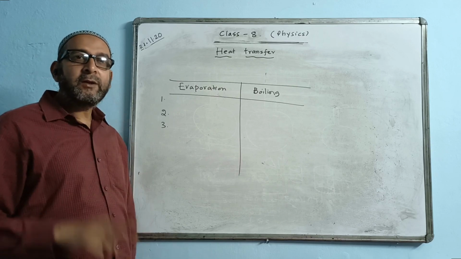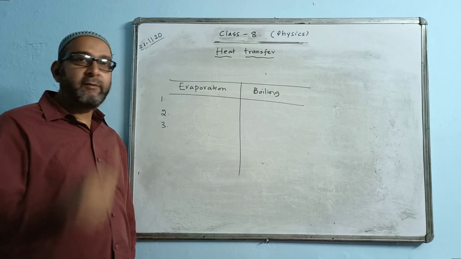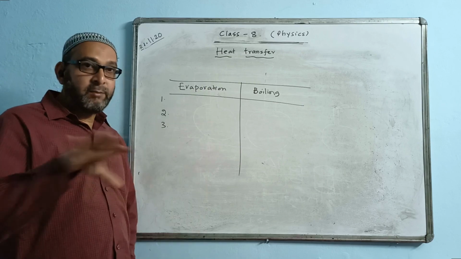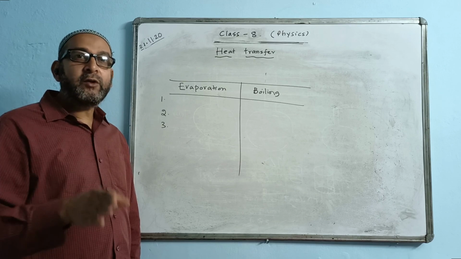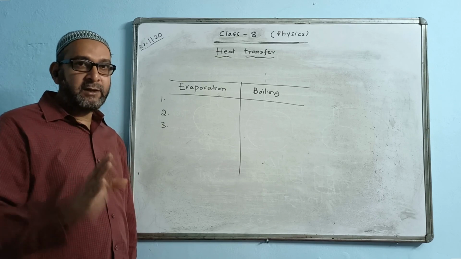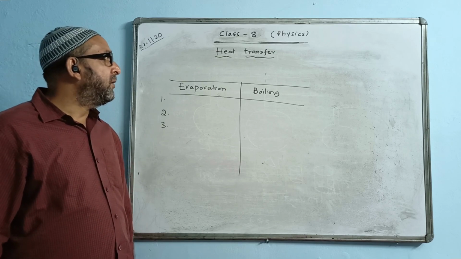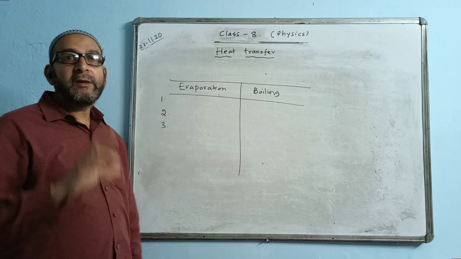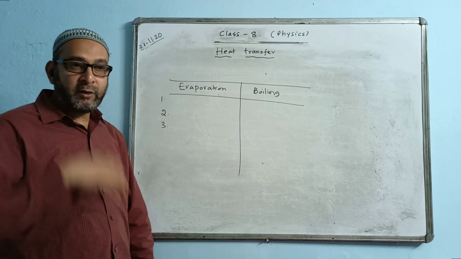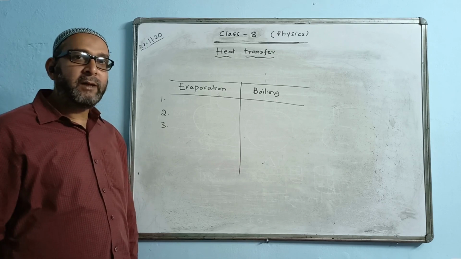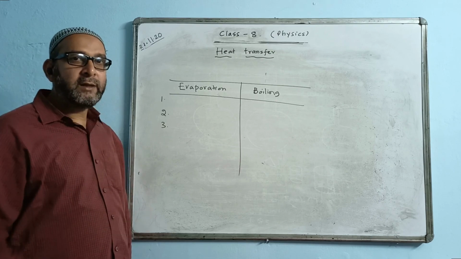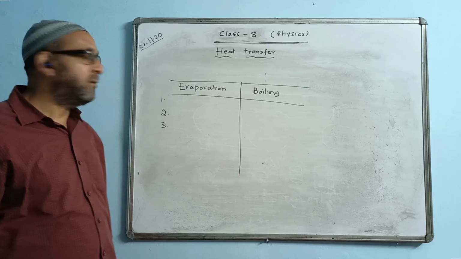This much only you have to learn from the chapter on heat transfer. This is a short chapter, so you need only 2 classes: I already gave one, and this is the second. So this much only you are supposed to know according to the reduced ICSE class 8 syllabus. Next class we will be doing sound energy, the next chapter. That also is a short chapter, at the most 2 classes. So thank you very much.